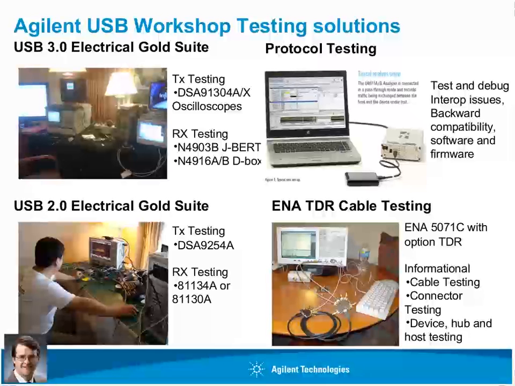And then receive testing is done with our bit error rate tester and our de-emphasis box. In the USB 2 Electrical Gold Suite, as I mentioned, you have to maintain and verify backward compatibility to the 2.0 specification requirements. So we do the full USB 2 physical layer testing as we've done for all USB 2 products for many years. In addition, we also provide protocol testing and decode at workshops.